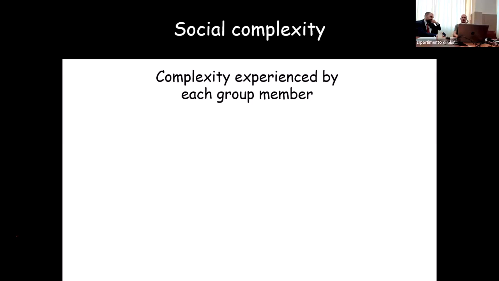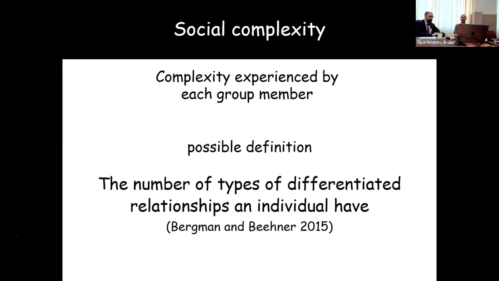So the complexity experienced by each group member is a possible definition of social complexity: it is really the number of types of differentiated relationships an individual has. And this is the social complexity. That's why it's important to talk about the relationships that you do have.